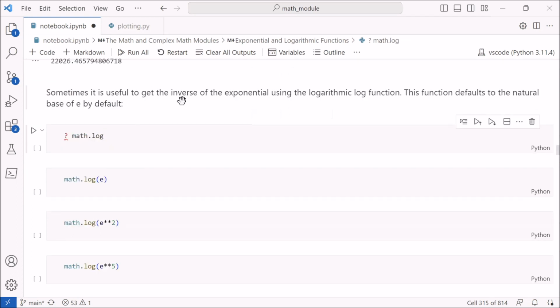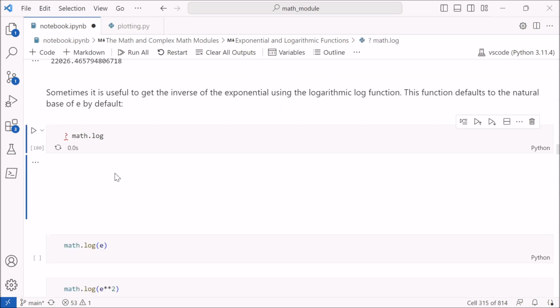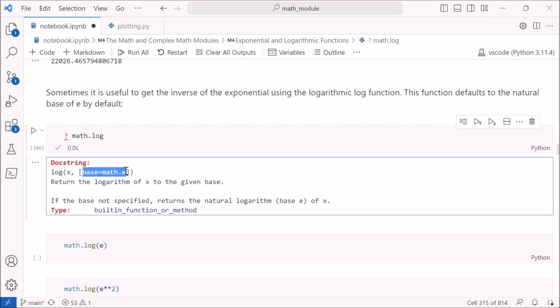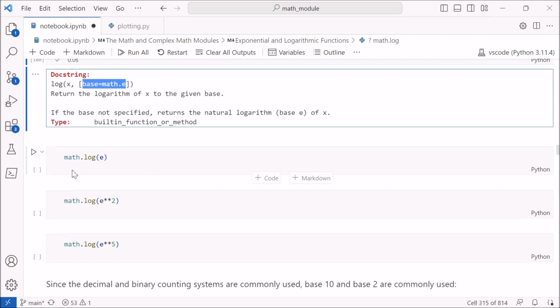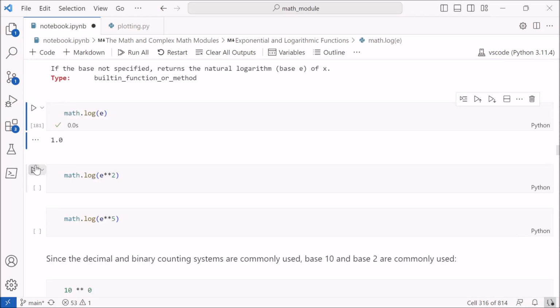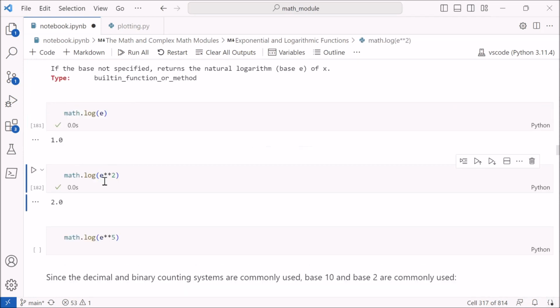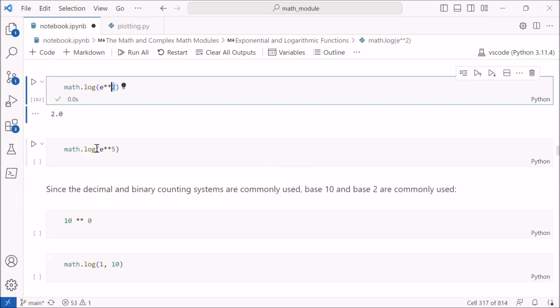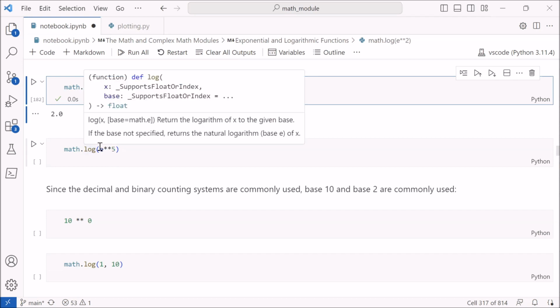Sometimes it's useful to get the inverse of the exponential using the logarithmic function. Now the function log defaults to the natural base e. So if we have a look at the log of e, we should get 1 because these two essentially cancel out. And if we have a look at the log of e to the power 2, then we get 2 because these cancel out. If we have a look at the log of e to the 5, then we should get 5 because these two cancel out.